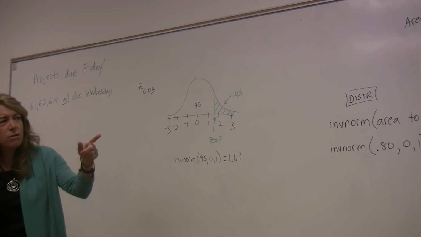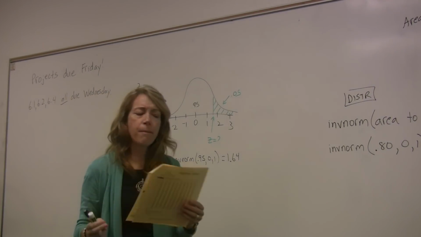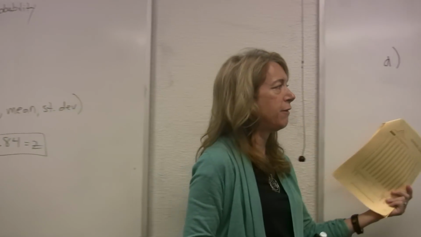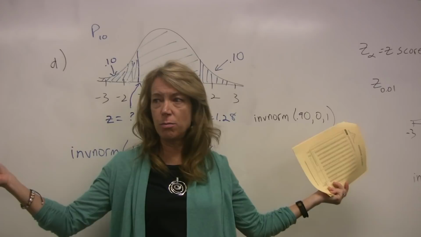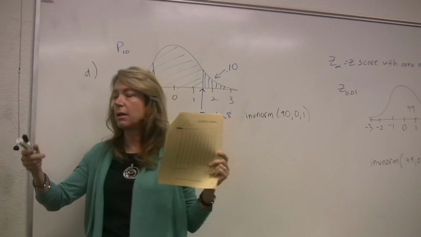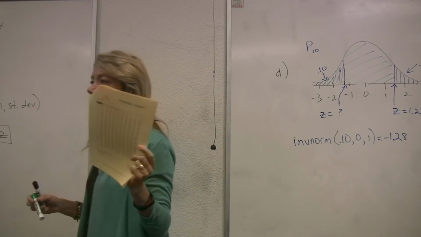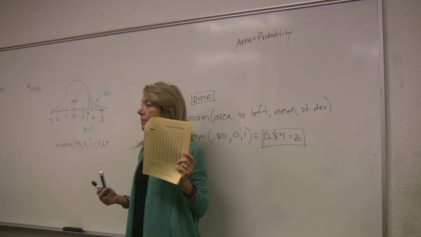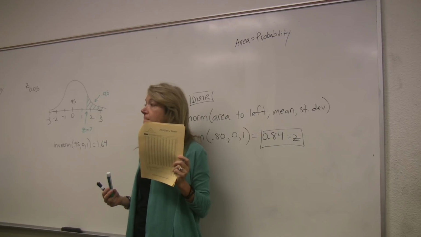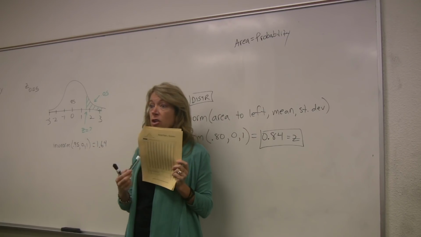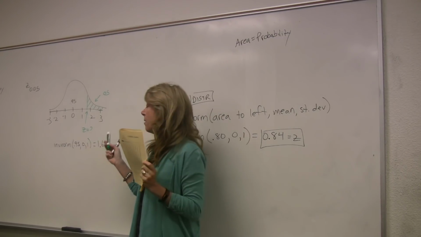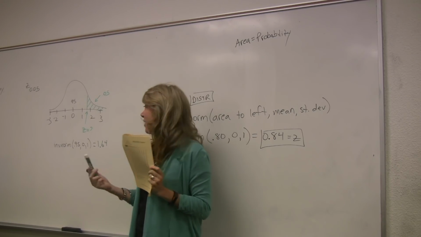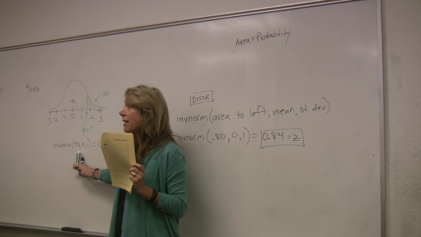How could we have done those last two problems with our table? What would have been different if I wanted to do either of those last two problems with my table? Yes, Ariana. For the 0.05, we would look for the number that's closest to 5%. But actually we have to be a little bit more specific, because even the chart talks about the area to the left. So we would have to be searching for 0.95 in our chart.